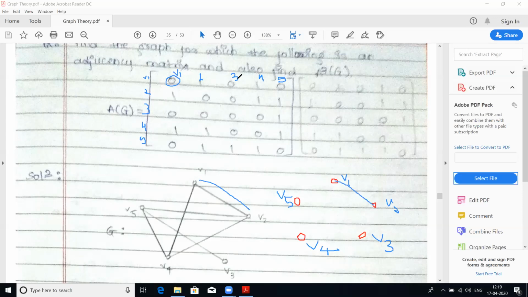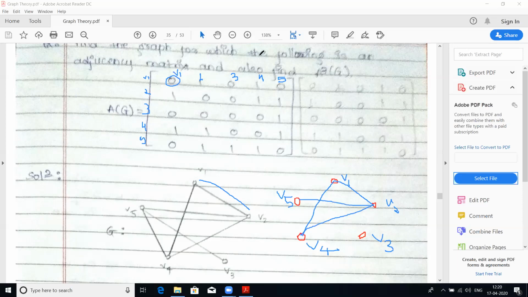Next V1, V3, 0. V1, V4, 1. So you have to join V1 and V4. Next V1, V5, 0. So over. Next V2, V1, 1. So it is already joined. Next V2, V2, 0. No loop. V2, V3, 0. No edge between V2 and V3. V2, V4, 1. V2, V5, 1. So V2 to V4 and V2 to V5.